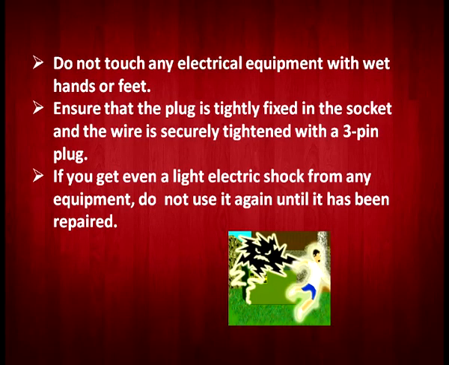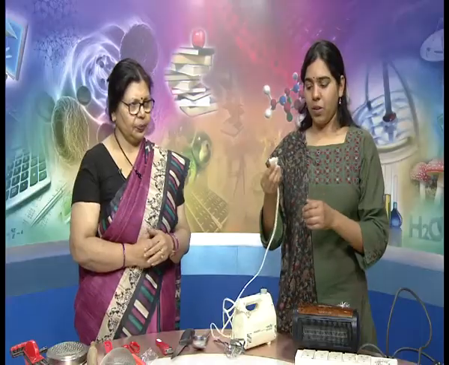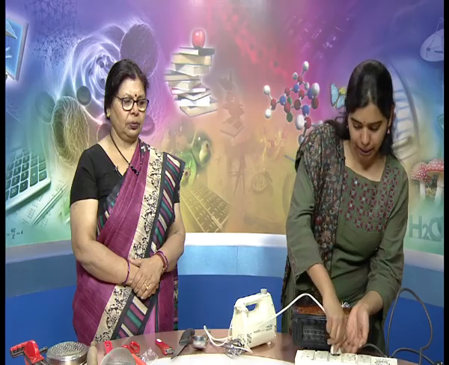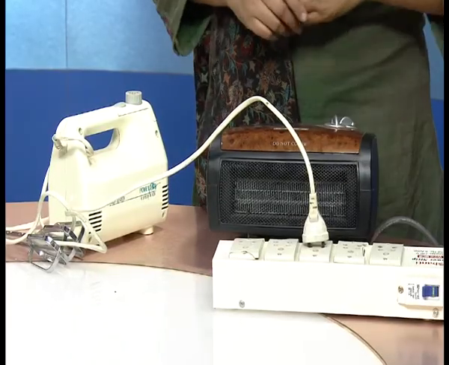Do not touch any equipment, particularly when it is functioning, with wet hands or feet. Ensure that the plug is tightly fixed in the socket. Can you show? Yes, you have this plug and you need to be very sure that it is fixed tightly into the socket so that the electric current can supply directly into the appliance and prevent a short circuit. And some have a 3-pin plug. What is the purpose of 3-pin and 2-pin? These 2 pins are the red wire and the black wire, and the third one is for the earth.